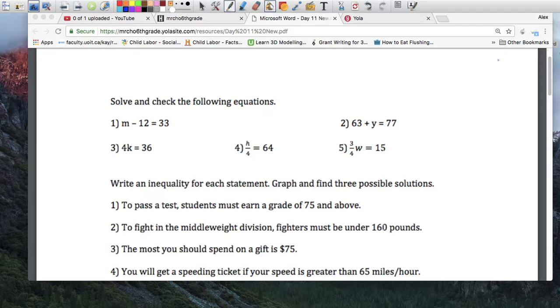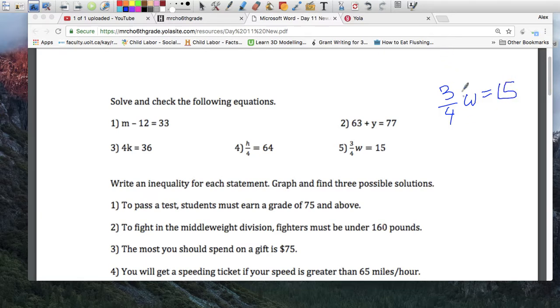Clear annotations. 5. 3/4 of w. So 3/4 of a number equals 15. We need to find what that number is. 3/4 of something. So imagine if you have a particular value and I said, give me 3/4 of that, you would give me 15. So what did you have to begin with?